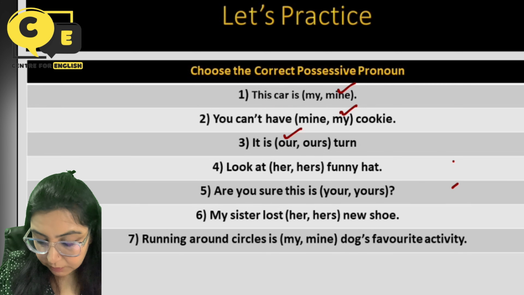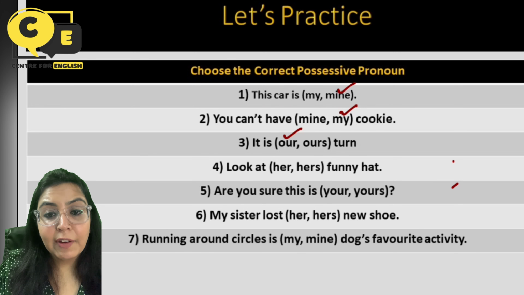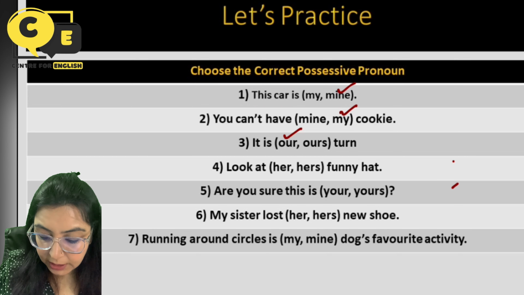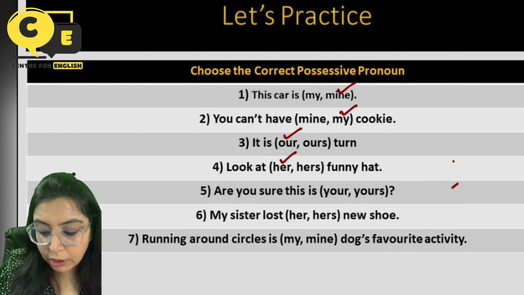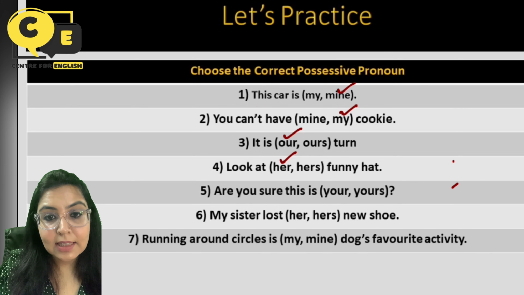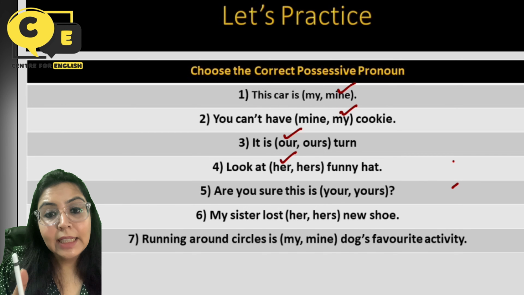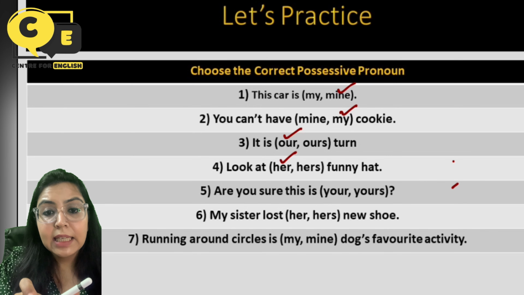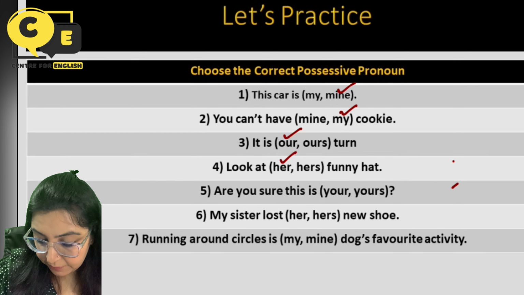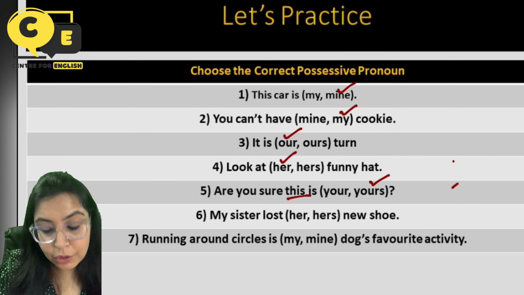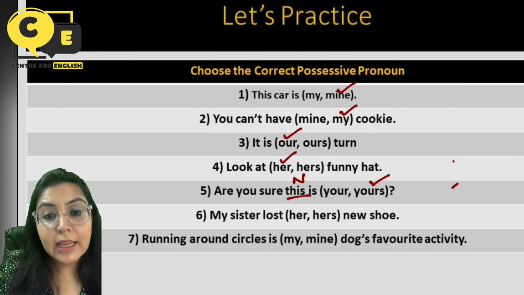So our turn. Look at her or hers funny hat. Funny hat is the noun of which we have to show the possession. So here, look at her funny hat. Are you sure this is your or yours? Are you sure this is? Now here, the word this indicates the noun जिसके बारे में बात हो रही है. So are you sure this? Now this is used before the pronoun. So after this, we will use, are you sure this is yours? This is after noun. So this indicates the noun.